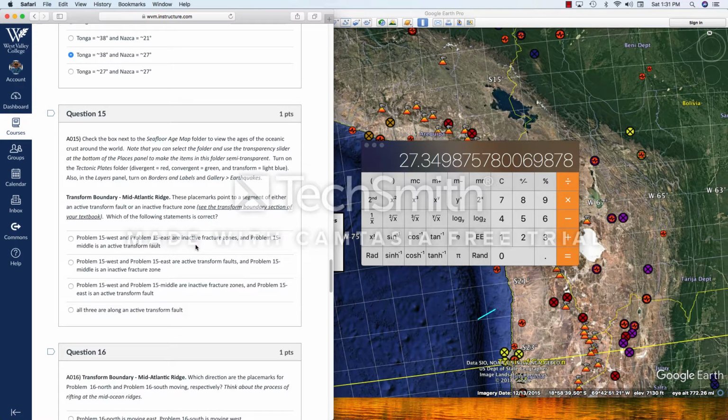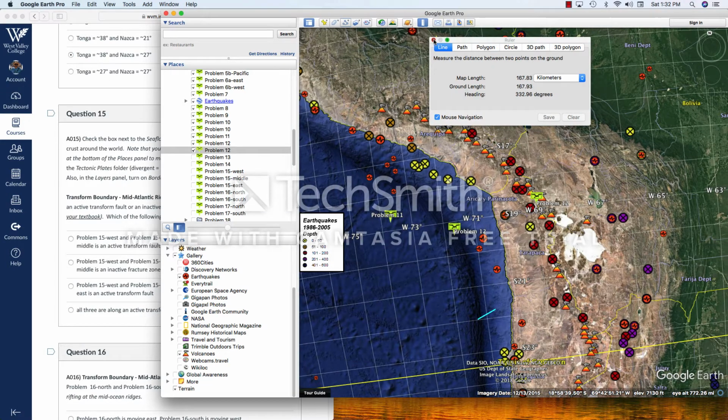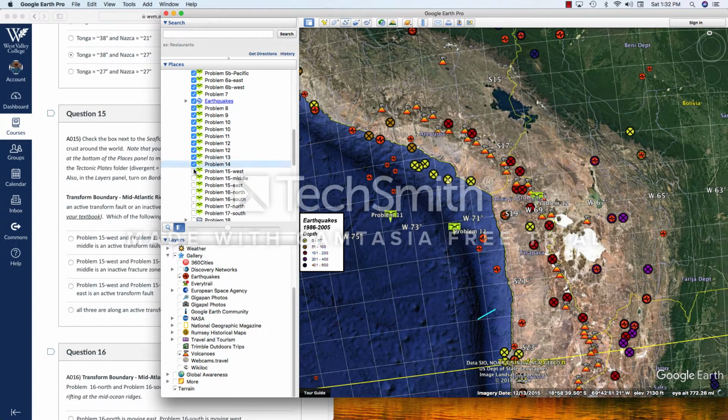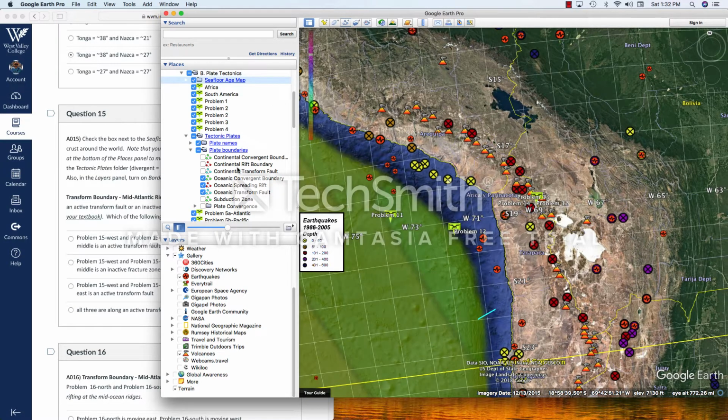Now for question 15, we're going to select the seafloor edges again, and then we're going to make it transparent, and we already have this turned on. In fact, we'll make sure we have the earthquakes and the tectonic plates turned on, and we'll see what happens. So this is for question 15. So we did those two already. And then let's turn on the seafloor again. And then we'll already have it sort of semi-transparent there. All right, so let's go to question 15 west.